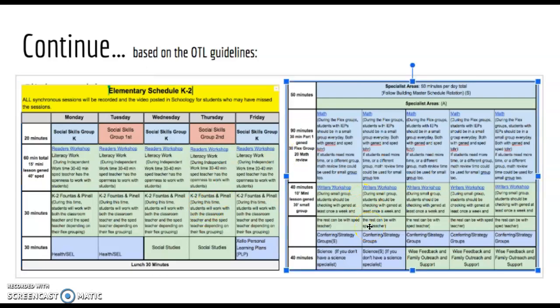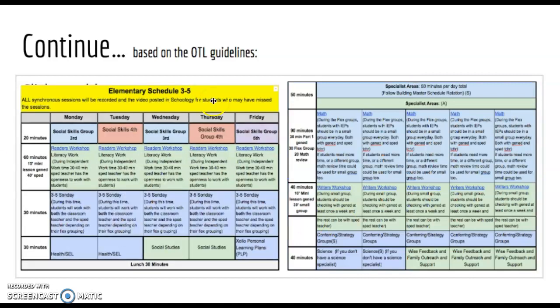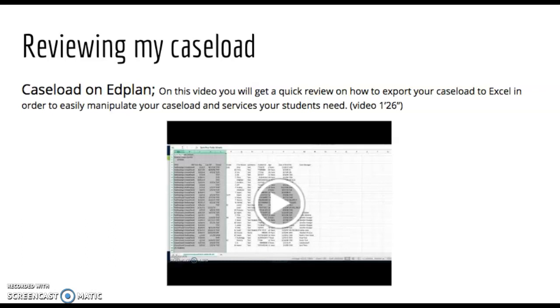In this other part, we have the math. For math and writers workshop, it is the same. There is a mini lesson. It's called part 1 for math. Then they have another section called math review. So there are different sections where the students can have openness and flexibility to work with both the general ed teacher and the special ed teacher. This is the elementary 3.5. Like I said, the only difference between these two guides is that 3.5 will be working with Sunday, K2 will be with Fontes and Pinel. Then you reviewed, hopefully, your quick video on how to do your caseload on NPLAN.